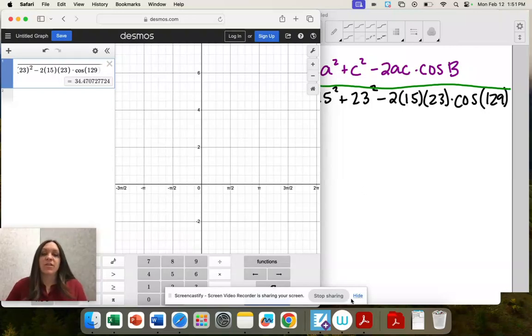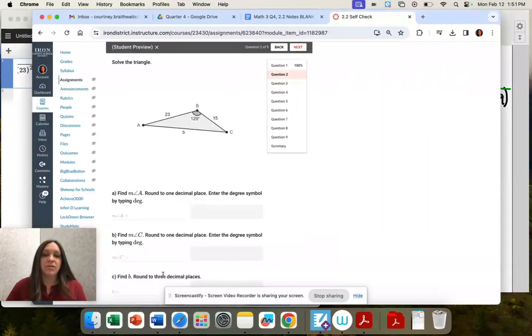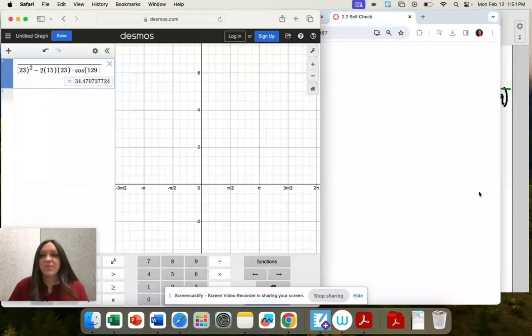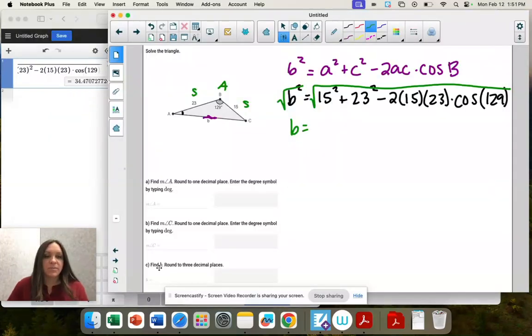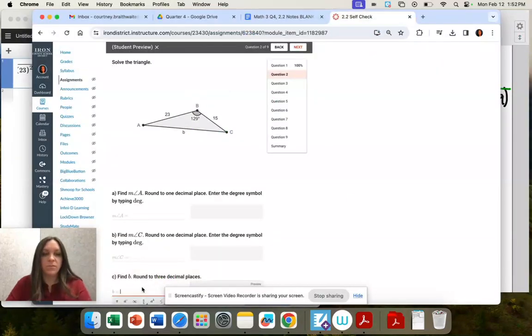So it's 34, 3 decimal places, 34.47, and the 0 is going to change to a 1 because of that 7. So 34.471. Okay, we have our side.